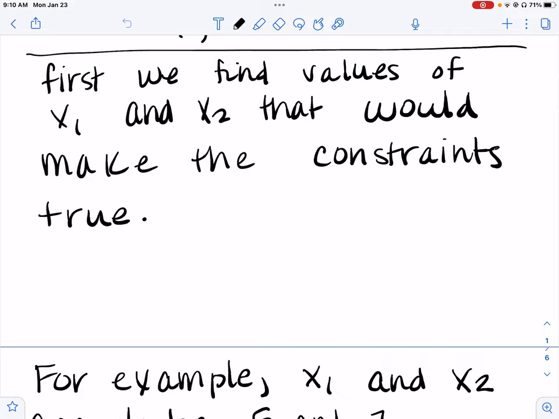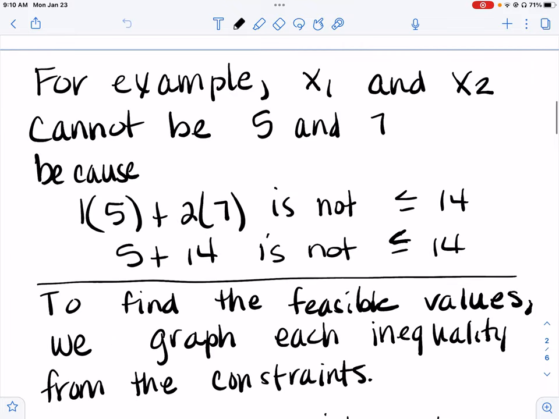First, we're going to find the values of X1 and X2 that would make the constraints true. For example, X1 and X2 cannot be 5 and 7, because if you put in 5 for X1 and 7 for X2, then 5 plus 14 is not less than or equal to 14. So we have to find the feasible values. To do that, we graph each inequality from the constraints.